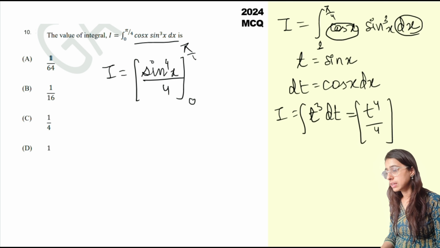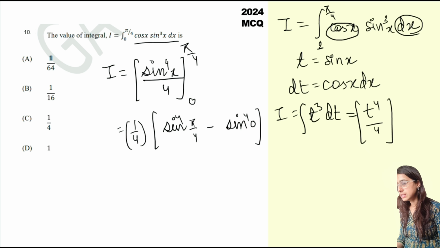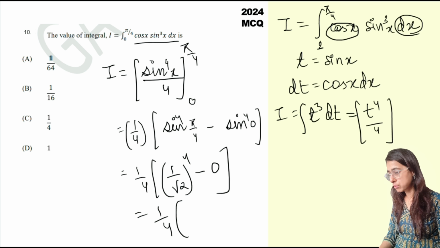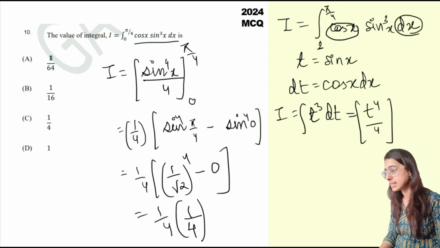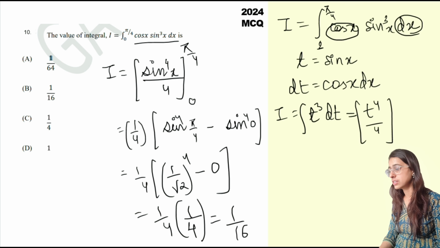So 1 by 4 will come out. This is sin pi by 4 raised to power 4 minus sin 0 raised to power 4. So this will give us sin pi by 4 is 1 by root 2 raised to power 4 minus 0. So we will get, so 1 by root 2 raised to power 4 is 1 by 4. So we will get 1 by 16. So B is the correct option.